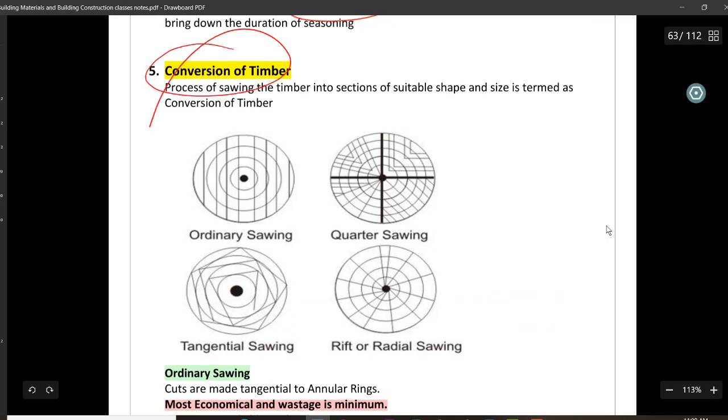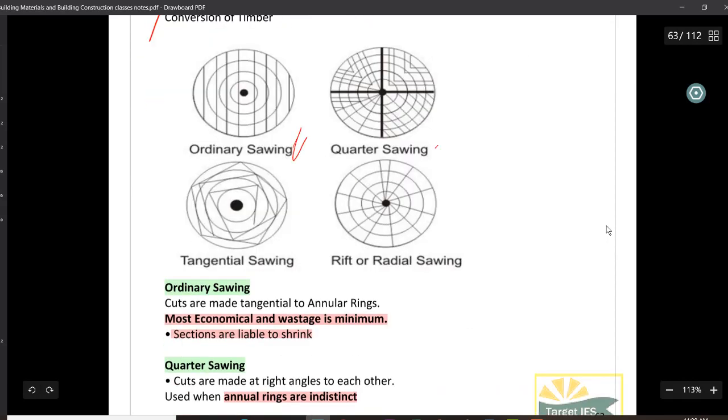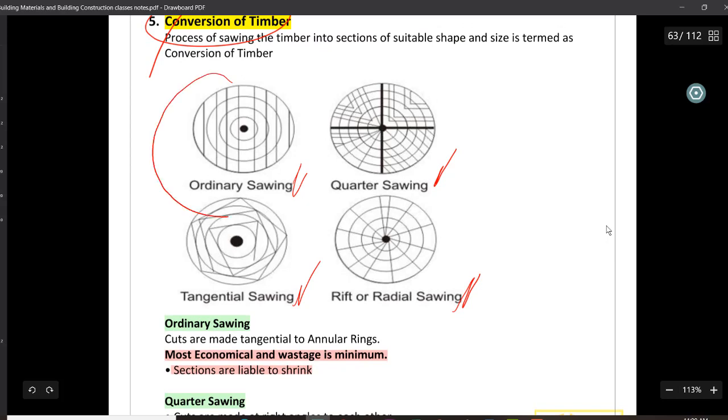Next is conversion of timber. See, you cannot cut timber as per your own wish. We have to cut as per the specific shapes. What are the specific shapes we have? We have ordinary sawing, quarter sawing, tangential sawing, rift and radial sawing. See, this ordinary sawing will have minimum wastage. What we are doing? We are sawing ordinarily. Okay?